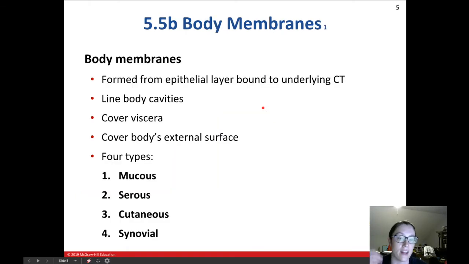Now, the other things that our tissues can work together to form are called body membranes. So they're not quite organs, but they are membranes in the body. These are going to line body cavities, cover the viscera. Remember that viscera is a fancy word for organs. And it also covers the outside of the body, like the skin, and it's going to be lining the joints. So we have 4 different types: mucous membranes, serous membranes, cutaneous membranes, and synovial membranes.